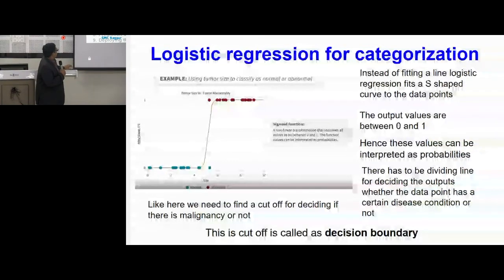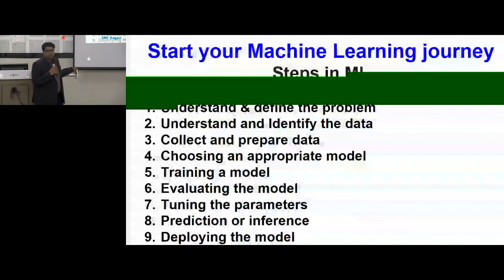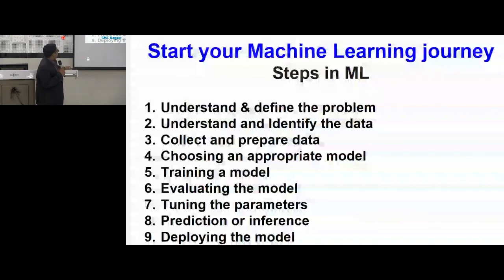So what are the steps in machine learning? The first step is to understand and define the problem. Second is to understand and identify the data. Third is to collect and prepare data, then choosing an appropriate model and training the model. Sixth is to evaluate the model. Once you evaluate the model, you can tune the parameters. Ninth is prediction: you see the predictions, and finally you deploy the model. So you understand what the steps are.